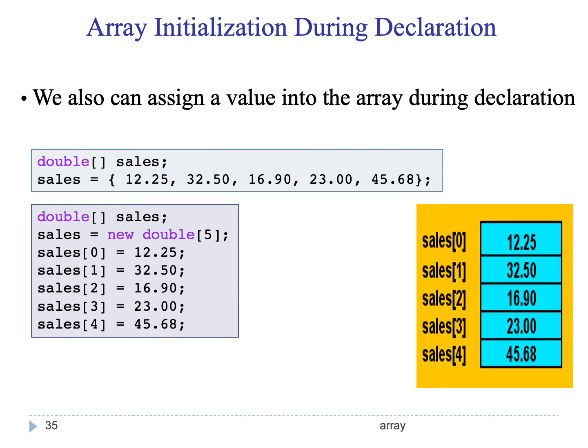Can we declare and initialize our array this way? If we want to use braces, we cannot declare our array and then initialize it later on. It will give us an error. So if you want to initialize the values later, we could do double square bracket sales, semicolon, and then on the next line, sales equal to new double, and then the size of it.